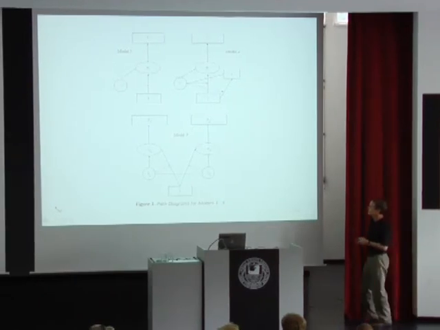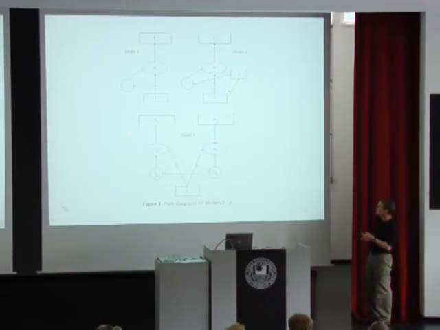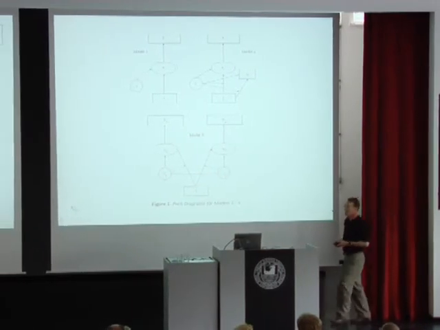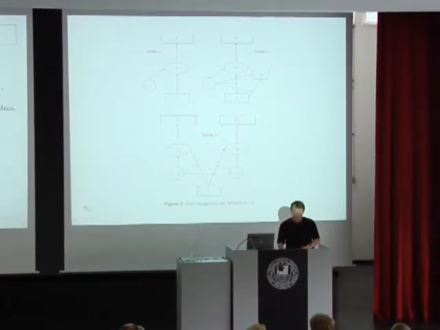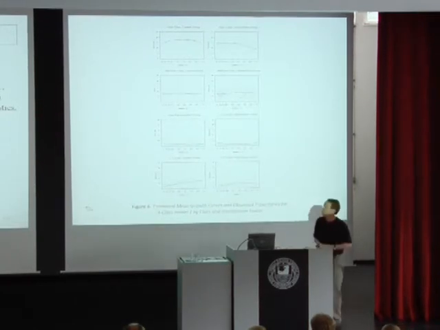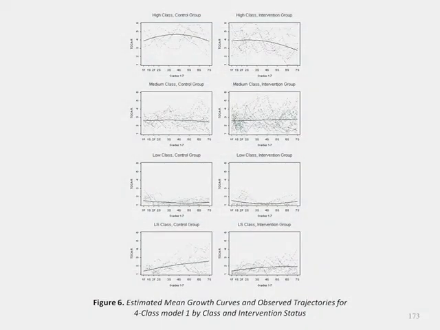The editor didn't have enough pages to give us to deal with a model with changing class membership across time, but I won't take time to talk about that one. I'll show you some plots instead. Here on your right, the left column is for the control group and the right column is for the intervention group.